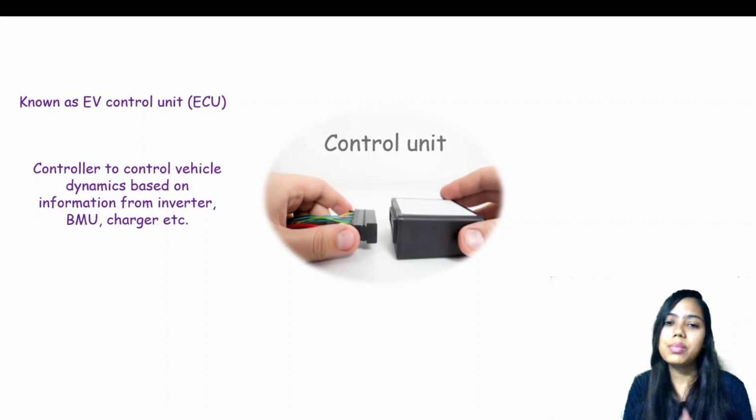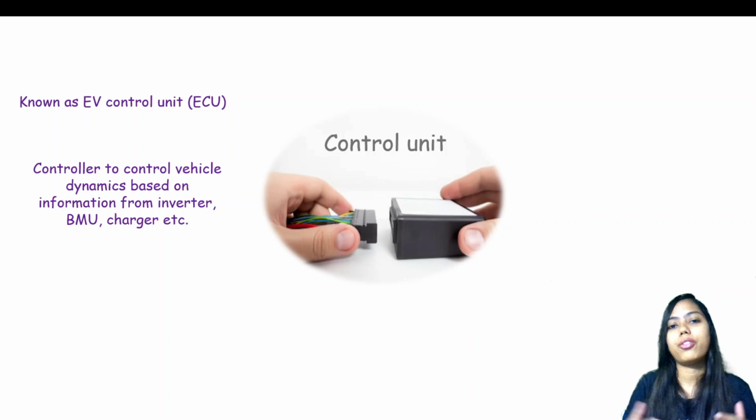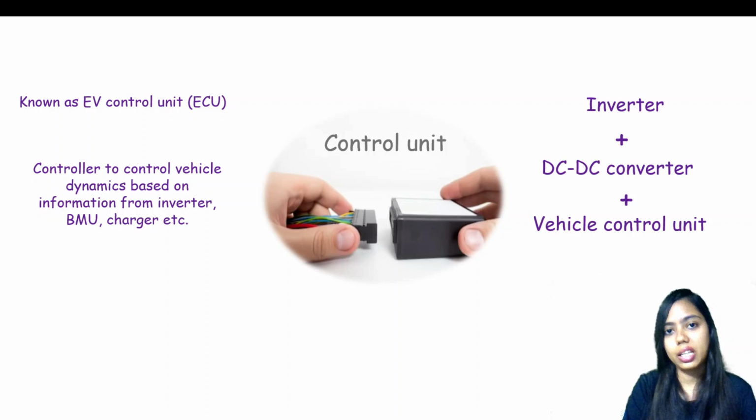As its name suggests, it is a unit. It is not made up of any single component. So which components make this unit? These components are inverters, DC to DC converters and the vehicle control unit.